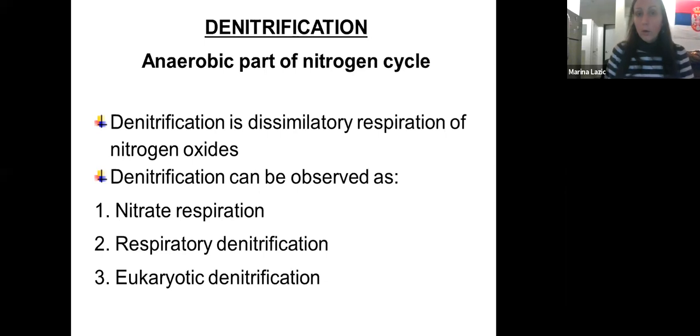So all that we talked about, nitrification, was the aerobic part of the nitrogen cycle, whereas denitrification is anaerobic, so minus oxygen. Denitrification is dissimilatory respiration of nitrogen oxides, and it can be observed as nitrate respiration. The same way bacteria breathe oxygen, they can breathe nitrate, NO3 minus. It can be observed as respiratory denitrification and eukaryotic denitrification.